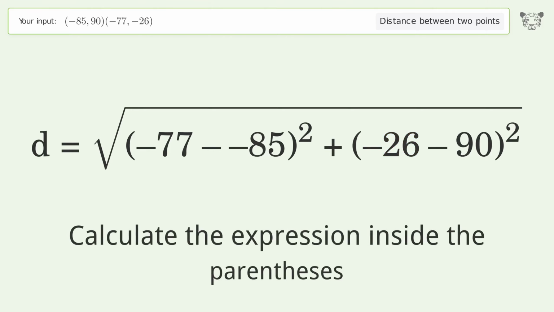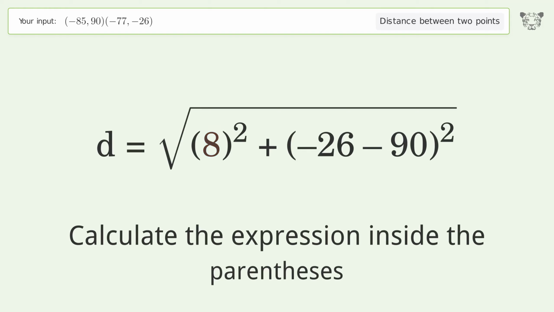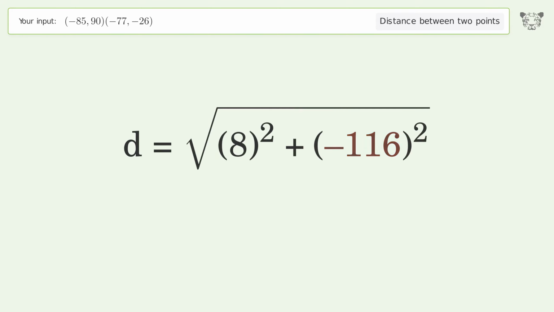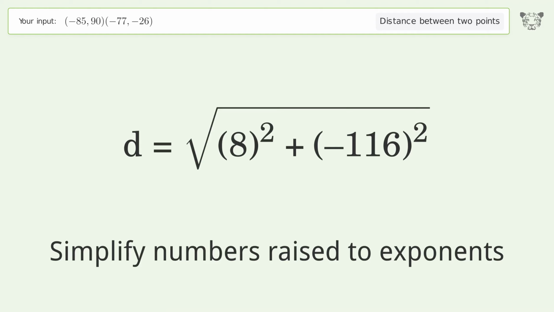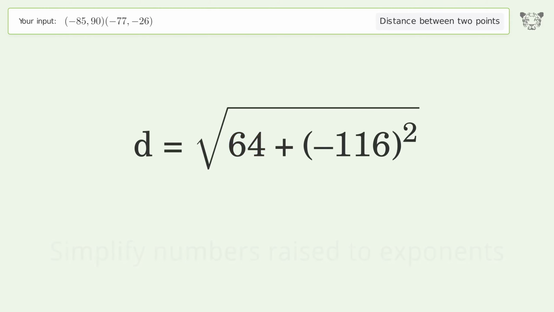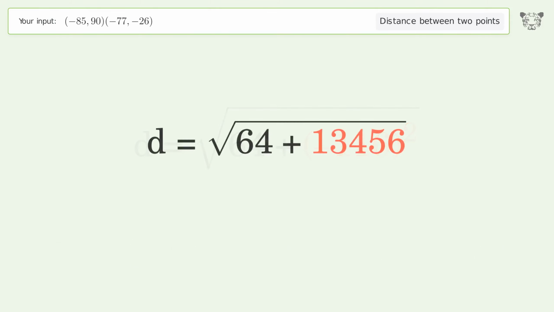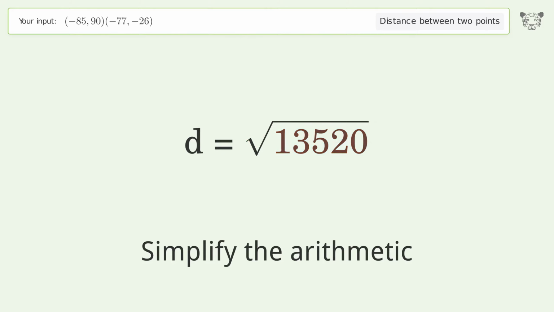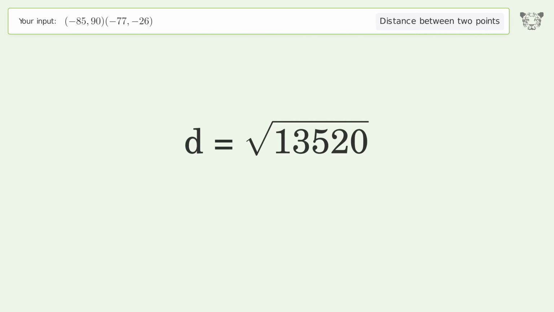Calculate the expression inside the parentheses. Simplify numbers raised to exponents. Simplify the arithmetic. And so the distance between the 2 points is the square root of 13,520, or 116.276.